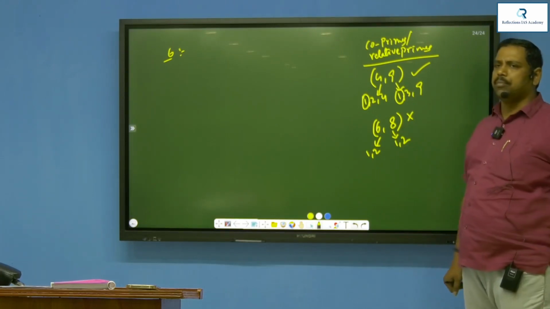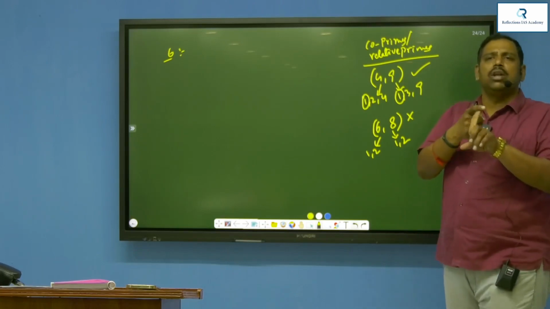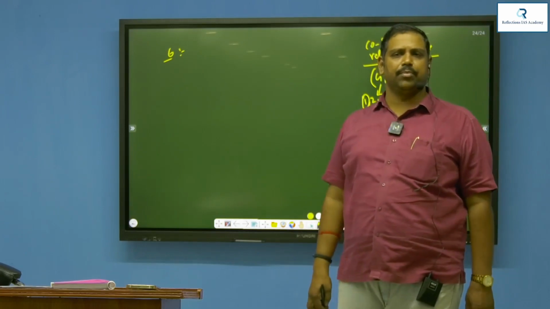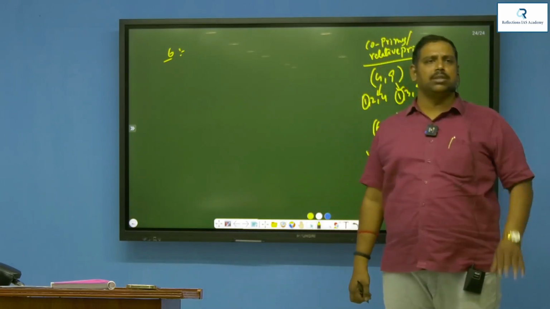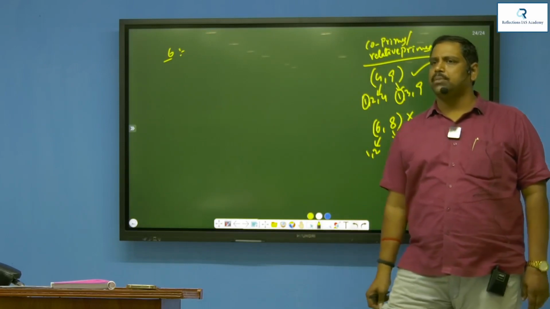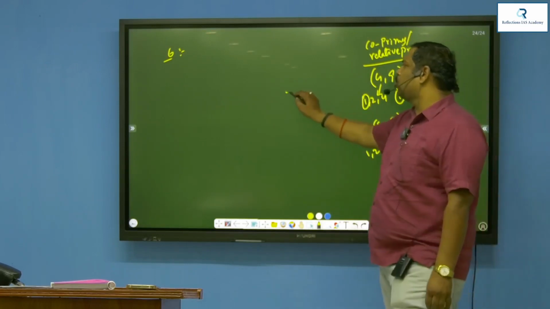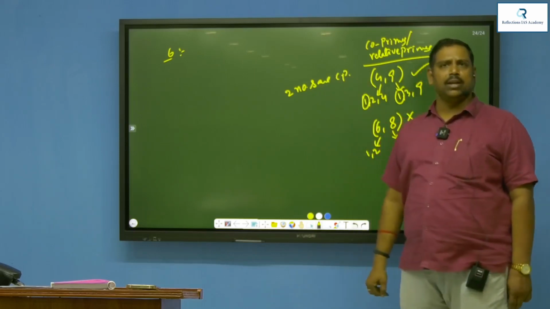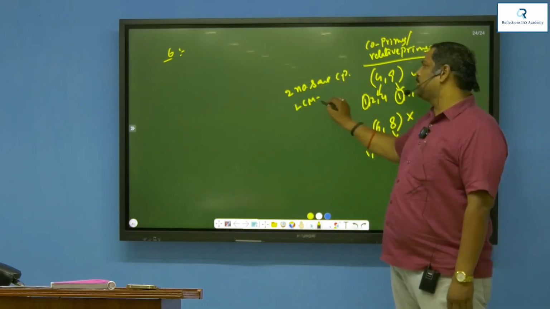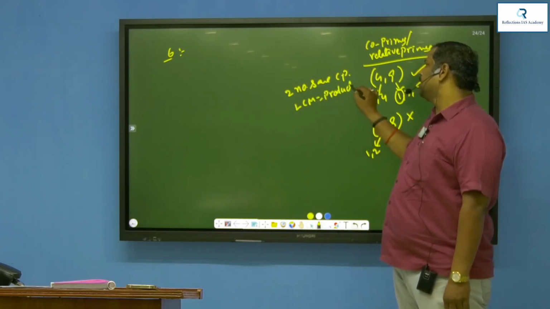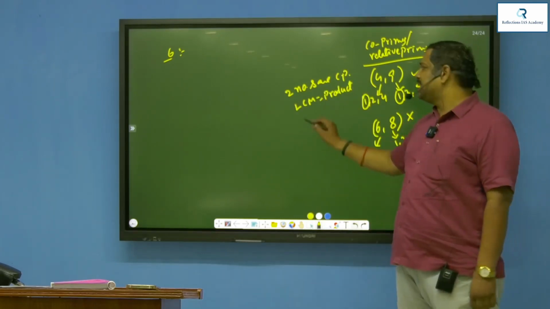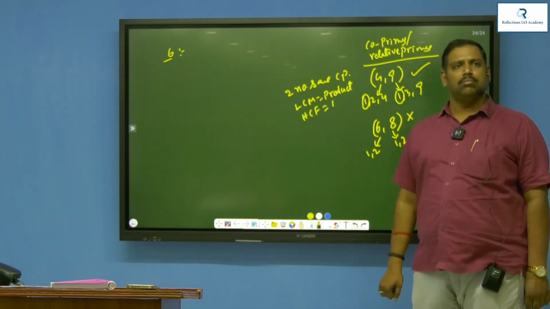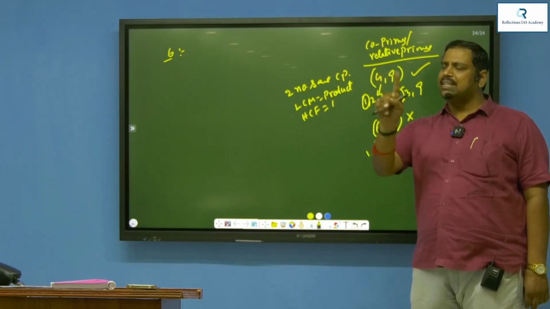Two rules, always remember. Two consecutive numbers are always co-primes. Two prime numbers are always co-primes. Suppose two numbers are co-primes, I am writing CP. Then definitely the LCM is nothing but the product of the numbers, and the HCF will be only 1. If you take two co-primes, the LCM will be the product of the numbers.